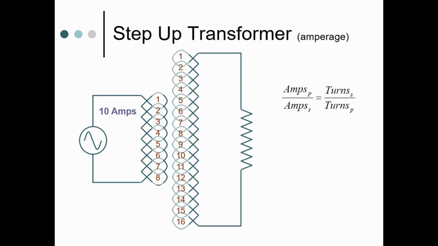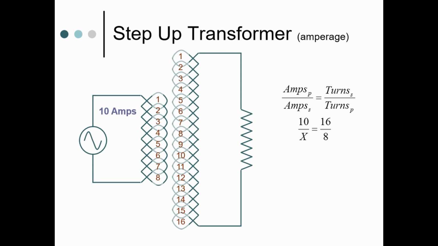This equation looks like the previous equation with one important difference. Amperage in the primary is inversely proportional to the coils or turns in the primary, and the amperage in the secondary is inversely proportional to the coils or turns in the secondary. Just remember that the primary and secondary variables do not line up above and below the numerator line.